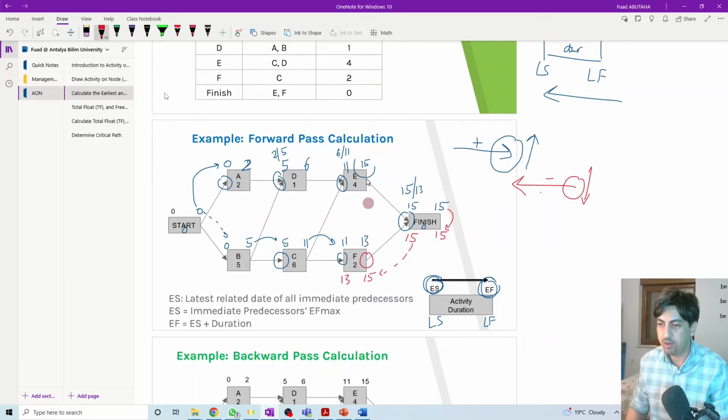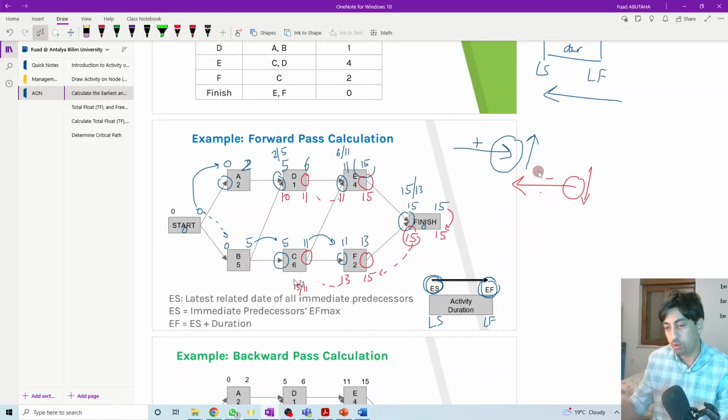13. We come here. How many options do we have? We have only one option coming from this activity, so it will be 15. Just transfer the 15 here also. So 15 minus 4, 11. We come here, how many options for activity D? We have only one option coming from this side, so we just transfer the 11 here. 11 minus 1, 10. We come here, how many options? We have two options, two tails of the arrow. So we calculate for all of them. It can be either 13, and the one coming from here is 11. So which one do we select?